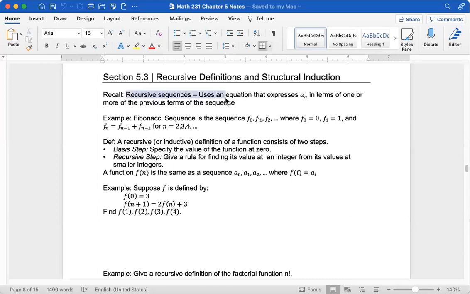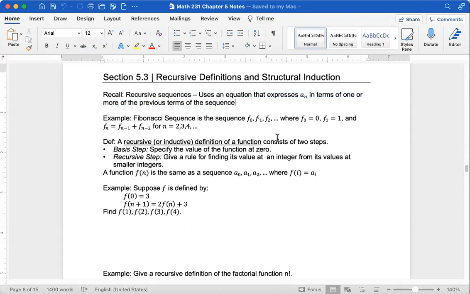So a recursive sequence uses an equation that expresses a sub n in terms of one or more of the previous terms of the sequence. So it's a way of producing terms in the sequence by using the previous terms to do it. A famous example that we looked at was the Fibonacci sequence, and we just kind of defined it and left it at that. But I'm bringing it back up because we're going to talk about it again today.